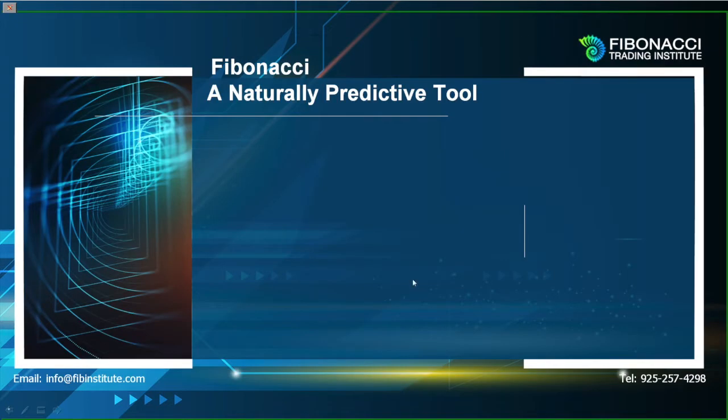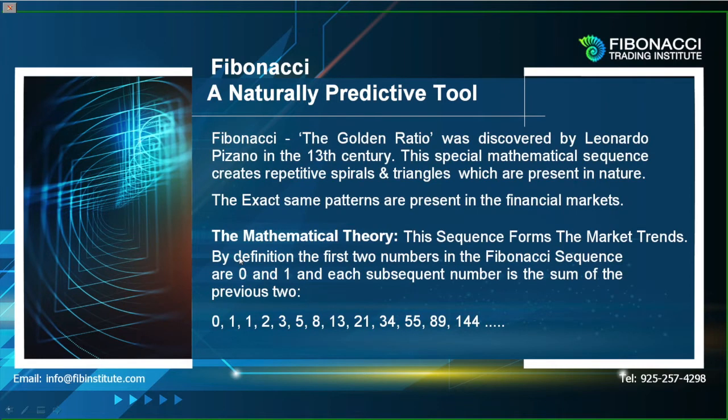So this is what I recognized in 2008, traders. I recognize that Fibonacci, the golden ratio that was discovered by Leonardo Pisano in the 13th century, is the exact same special mathematical sequence that creates repetitive spirals and triangles which are present in nature, and the exact same patterns present in financial markets. This exact same mathematical sequence is what forms market trends, with the most crucial number being 0.